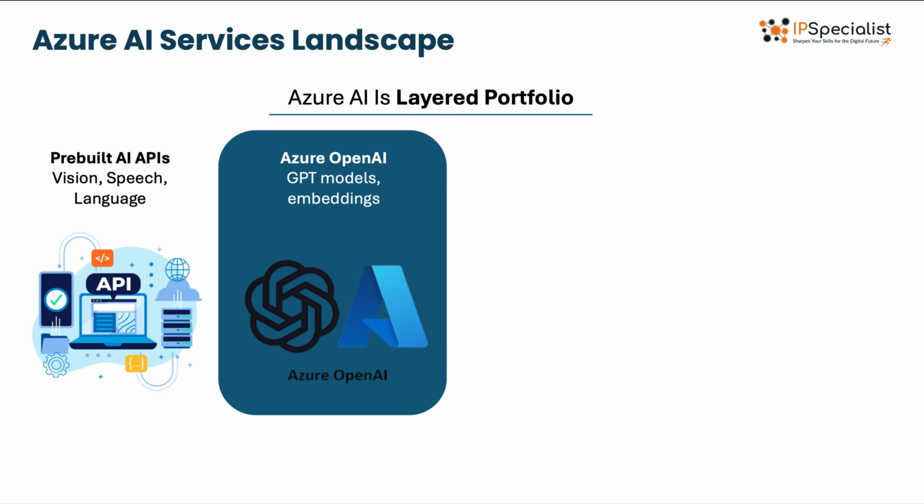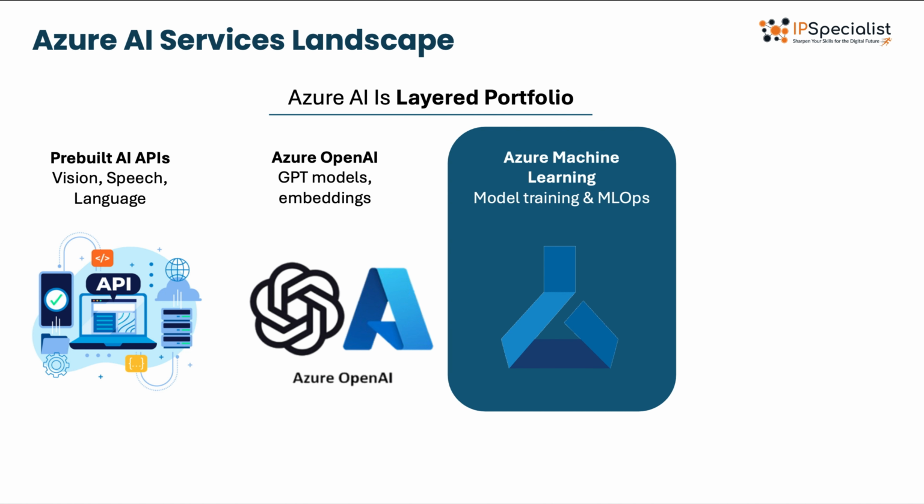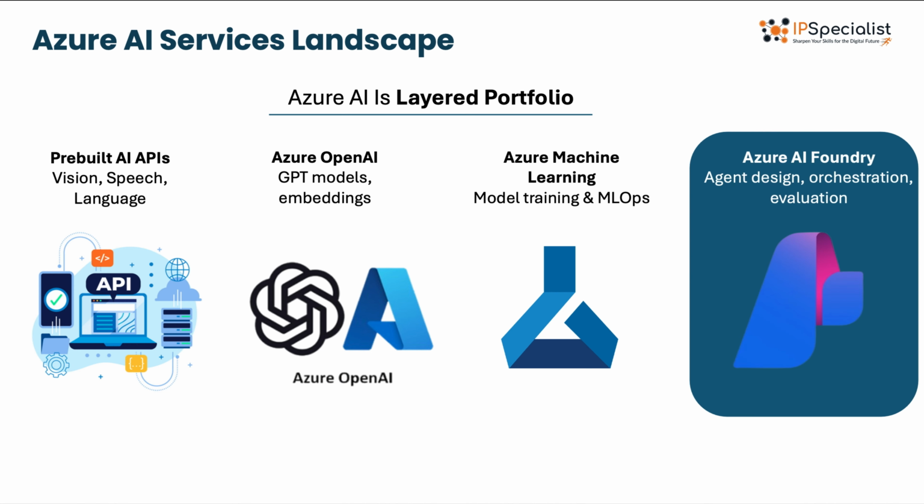For organizations that need to build, train, and manage their own models, Azure Machine Learning supports the full machine learning lifecycle, including training, deployment, and MLOps. At the top of this AI stack is Azure AI Foundry. Now, Azure AI Foundry focuses on designing, orchestrating, and evaluating AI agents that operate on top of models and data, enabling more intelligent end to end AI workflows.